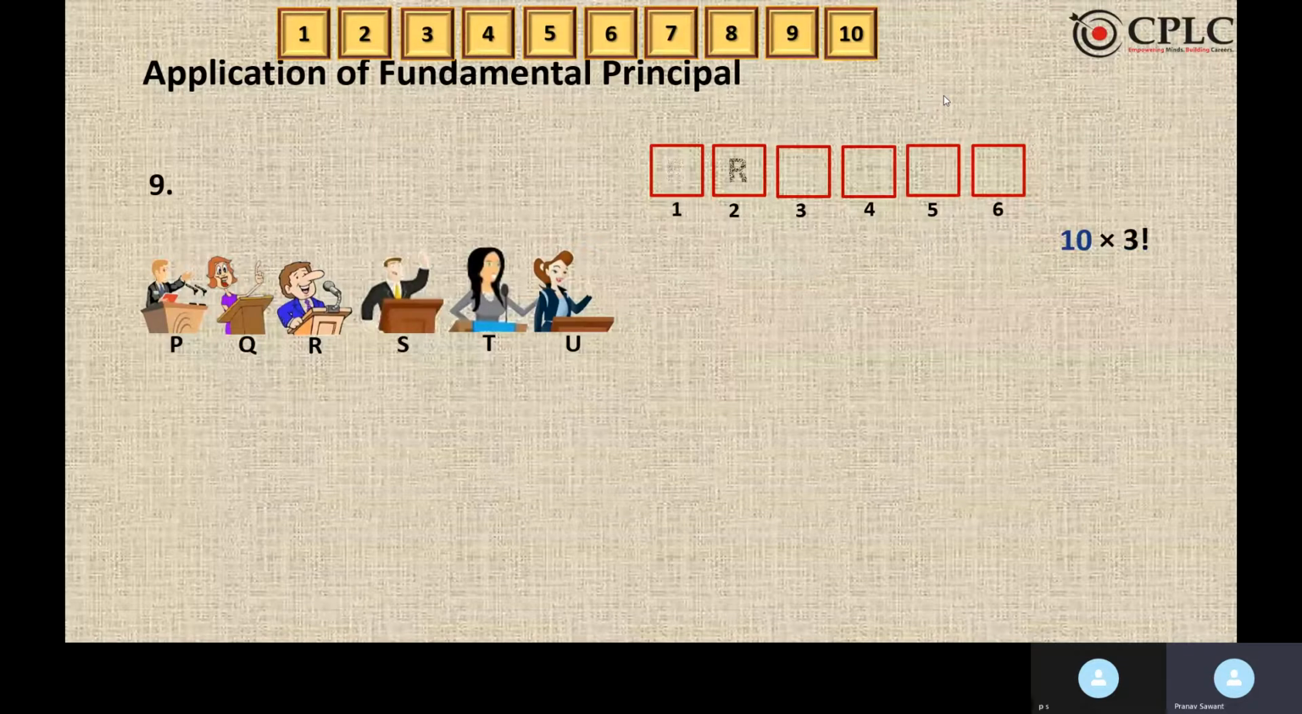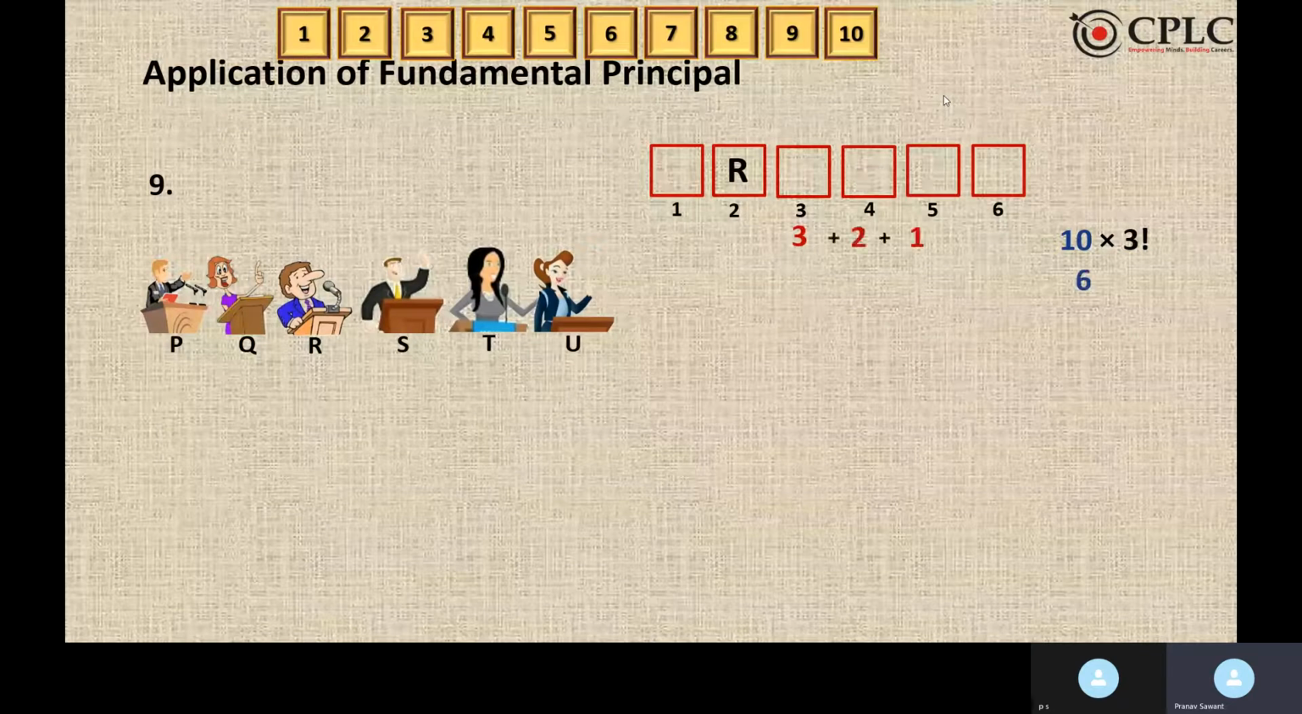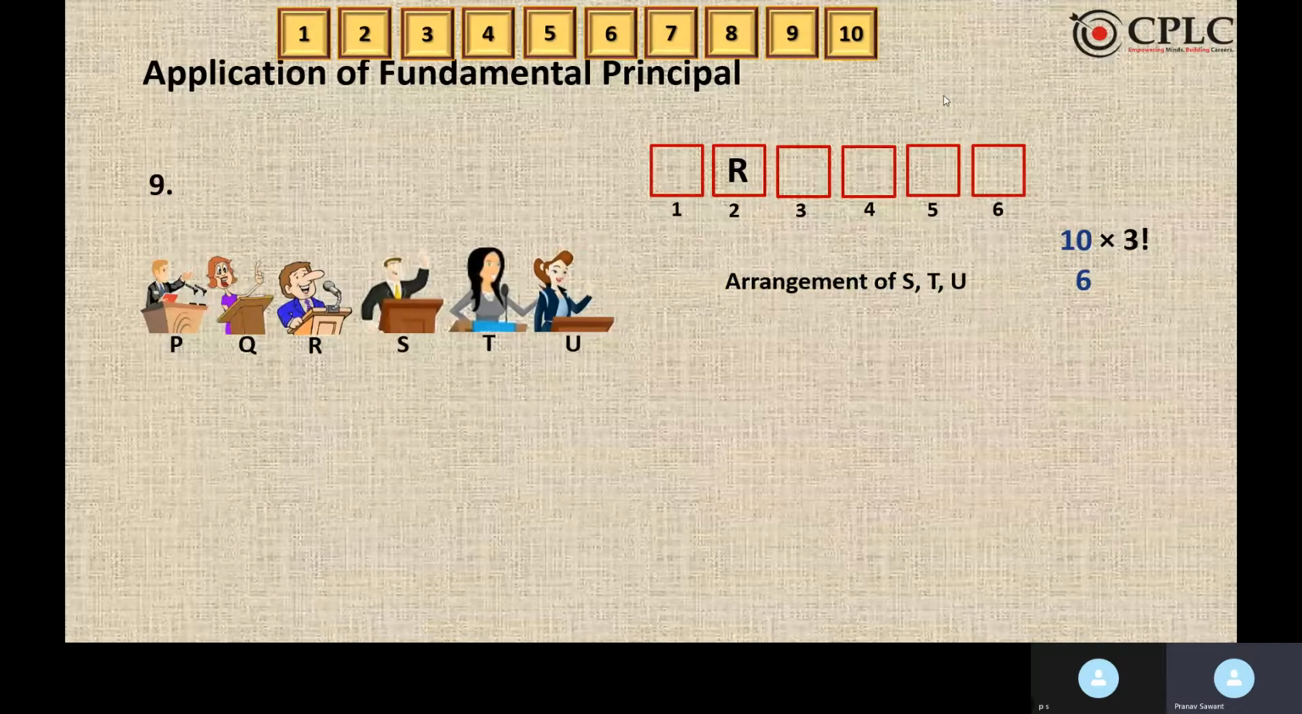Now, let us take R at the second place, and again follow the same logic. If Q is at third place, there will be 3 possibilities. If Q is at fourth place, there will be 2. Q is at fifth place, there will be 1. Addition is 6. STU's arrangement will be 3 factorial, so 6 into 3 factorial.